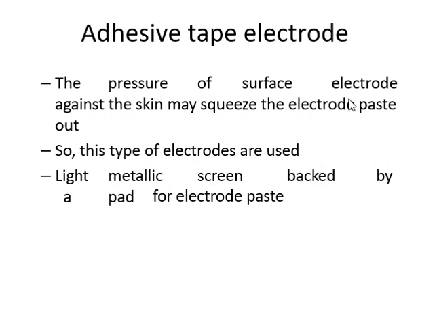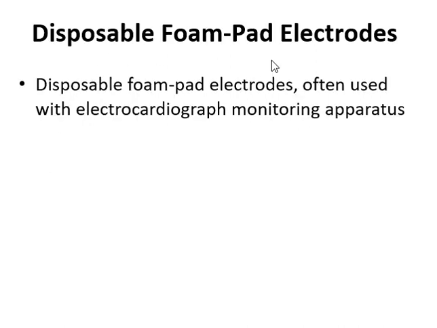The pressure of the surface electrodes against the skin may squeeze the electrode paste out. So this type of electrode is used for a light metallic screen backed by a pad of electrode paste. And the next one is the disposable foam pad electrode.